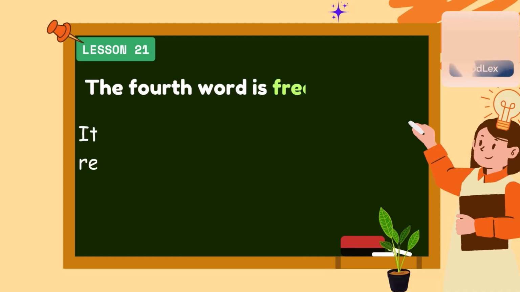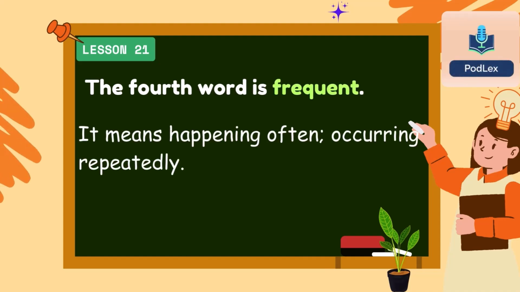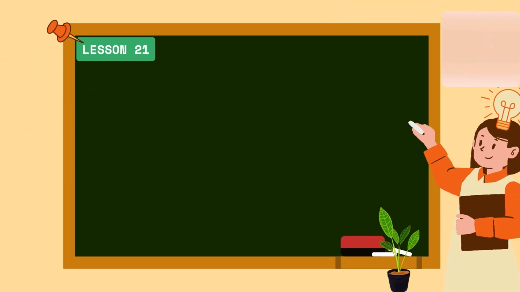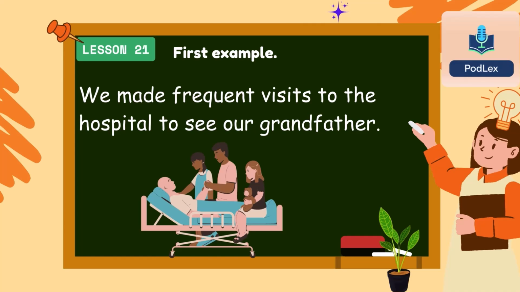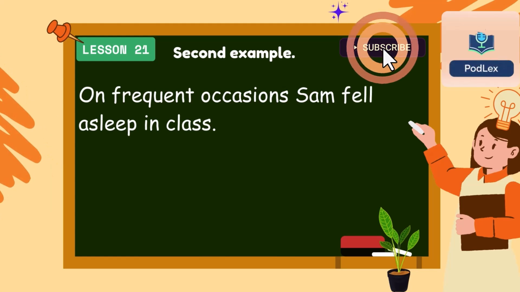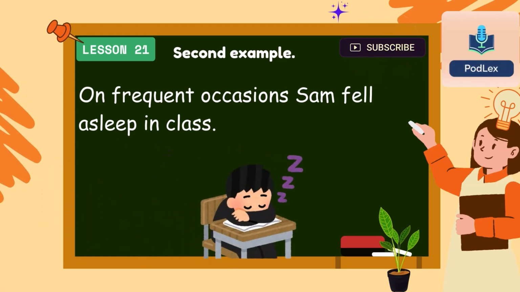The fourth word is frequent. It means happening often, occurring repeatedly. First example. We made frequent visits to the hospital to see our grandfather. Second example. On frequent occasions, Sam fell asleep in class.